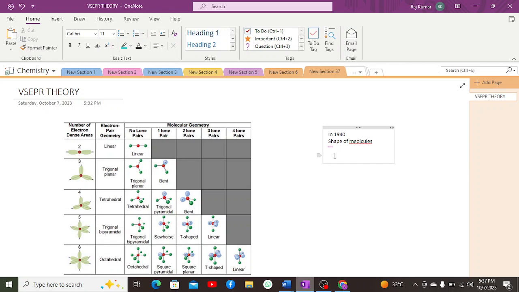This is what the theory was all about, and it includes the determination of the shape of molecules by the valence electrons of central atoms. Why the valence electrons of central atoms? Because we know that the valence electrons of the central atom form the hybrid orbitals, due to which they are involved in the formation and determination of the particular shape of the molecule.